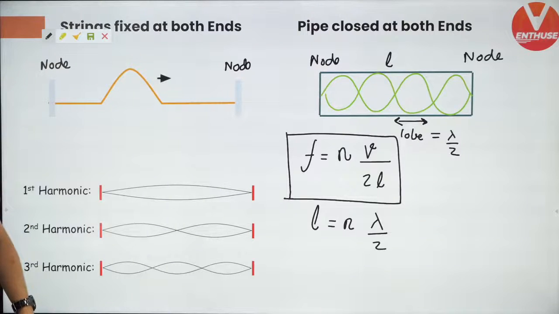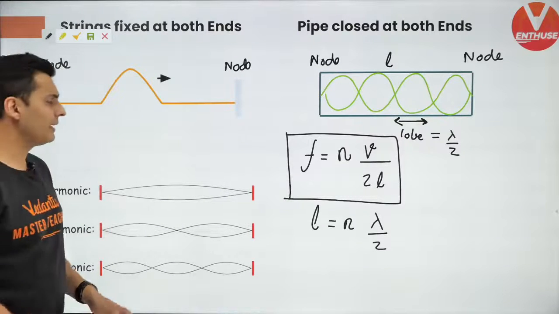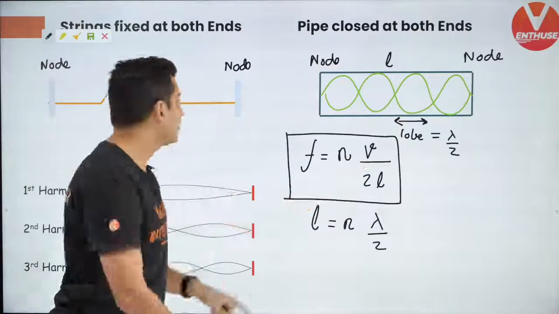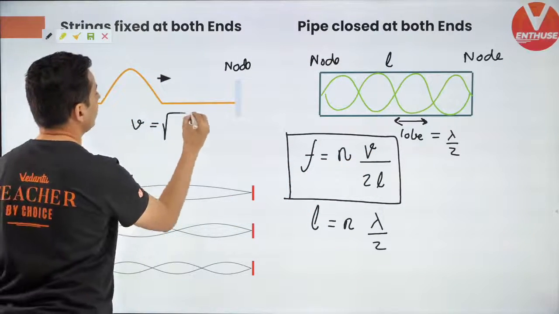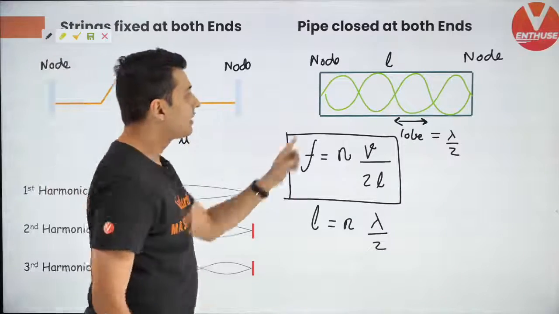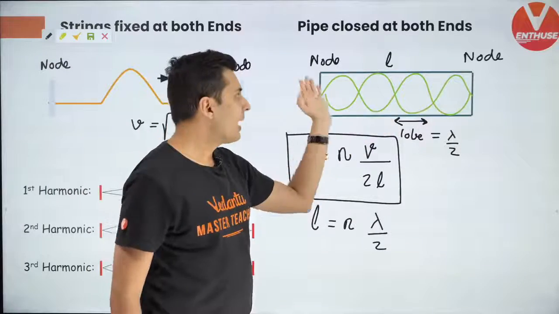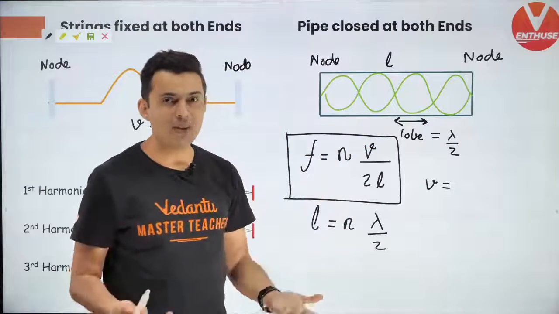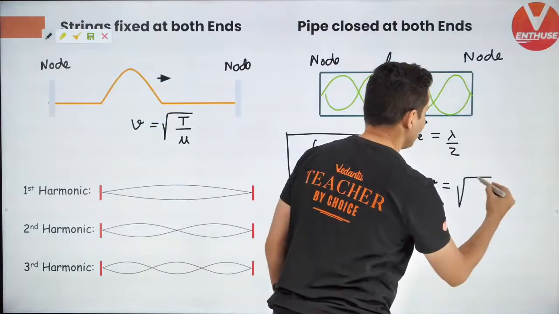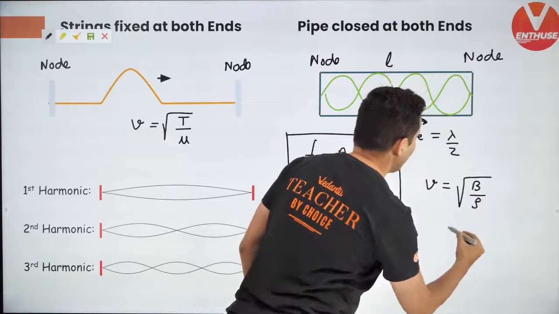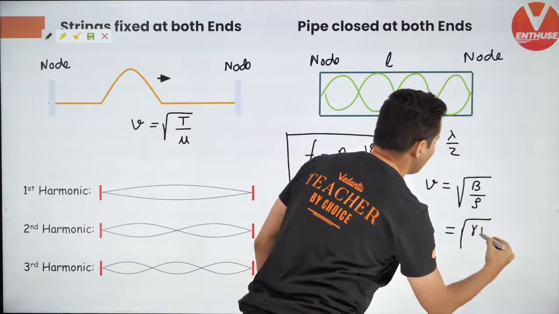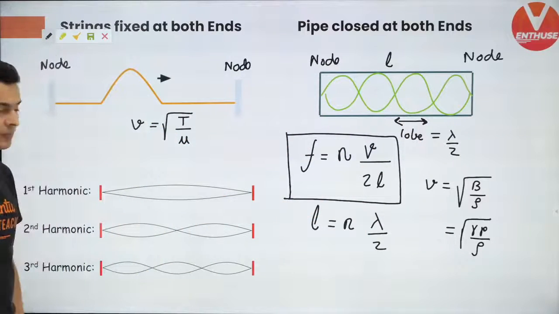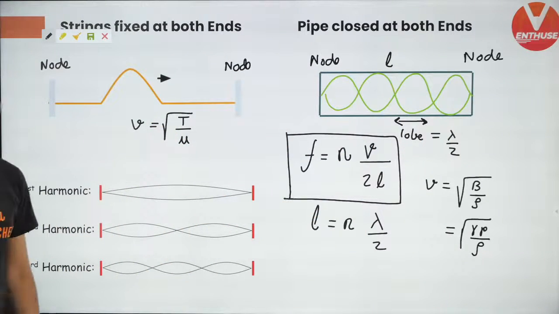Yes, n is some positive integral value. If it's a string, then the value of velocity will be root of T by mu. Whereas if it is a pipe, then the value of v depends on whether it is a liquid or a gas. So if it is a liquid, you will use root of B by rho, and if it is a gas, then you will use root of gamma P by rho, right? So that's the formula that you will use. I hope this is making sense.